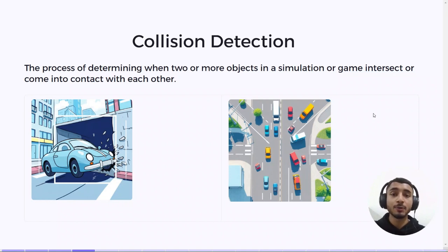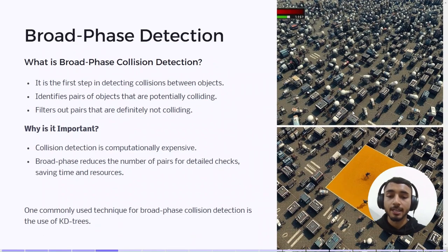But doing this collision check for every frame of the game can be very computationally expensive. To reduce that expense, we use a two-step approach: first is broad phase detection and next is narrow phase detection. So first, let us talk about broad phase detection. It is the first layer, where pairs of objects which may collide, or which have the potential of colliding, are identified.